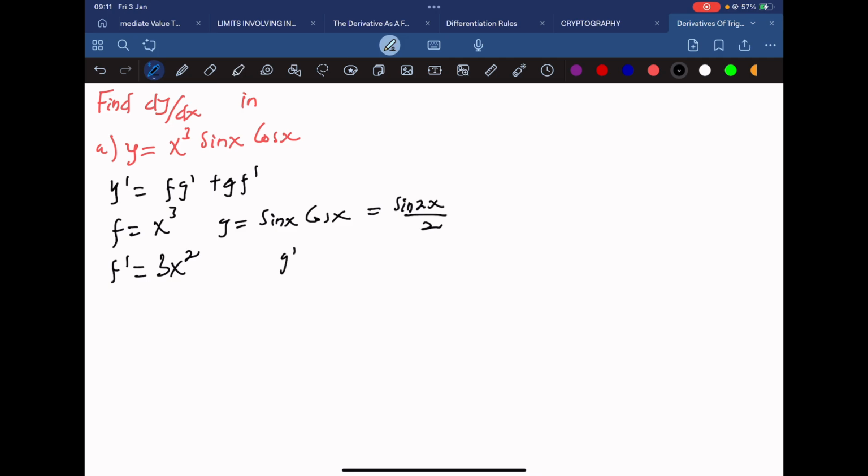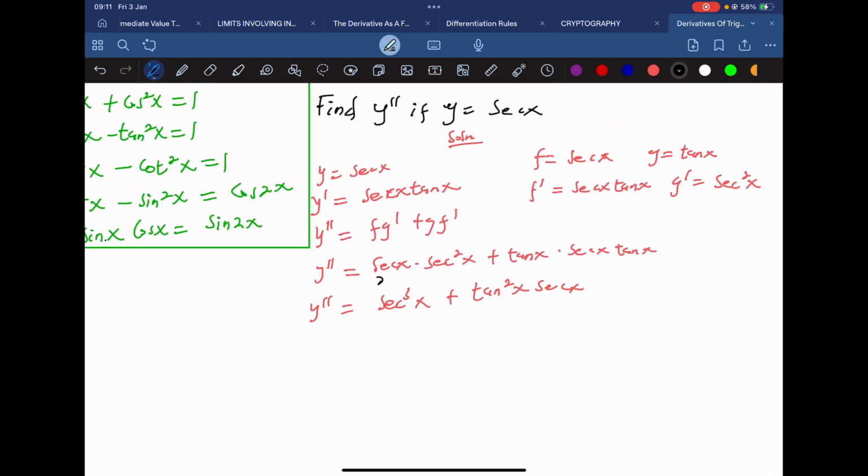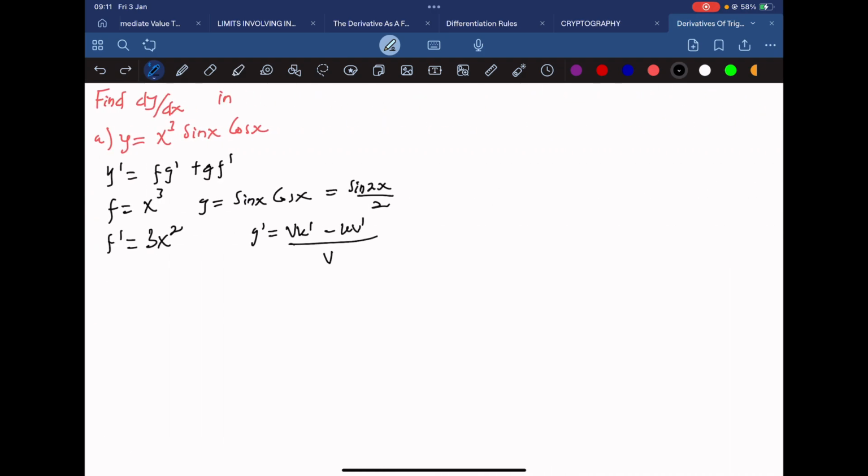So g prime, since we've used f and g over here, to not confuse ourselves, we can have vu prime minus uv prime out of v squared. In this case, our u is our numerator, which is just sine of 2x, and our v is our denominator, which is 2. If we differentiate sine of 2x, what do we get?